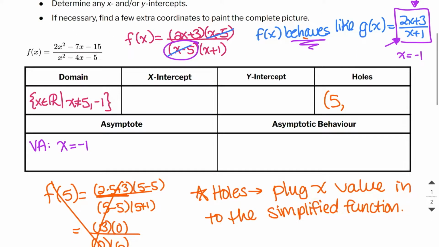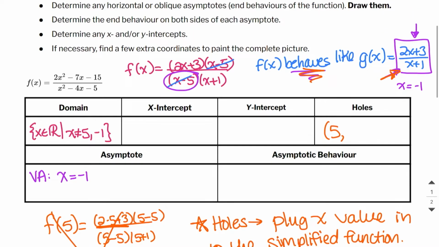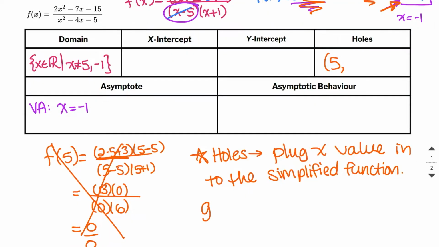We know that it behaves like this. So we know that it's going to be pretty much the same as this with a hole where x is 5. So I need to know, well, in g of x, what would the coordinate be? And then I would just place a hole there. So here would be g of 5 is equal to, so every time I see an x here, I'm just going to replace it with 5, which should be nice and easy because we already did that in the previous one, except we also had other factors here that we didn't have to deal with. So 2 times 5 is 10, 10 plus 3 is 13, and then 5 plus 1 is 6. So we know that our hole is going to be at 5 comma 13 over 6.